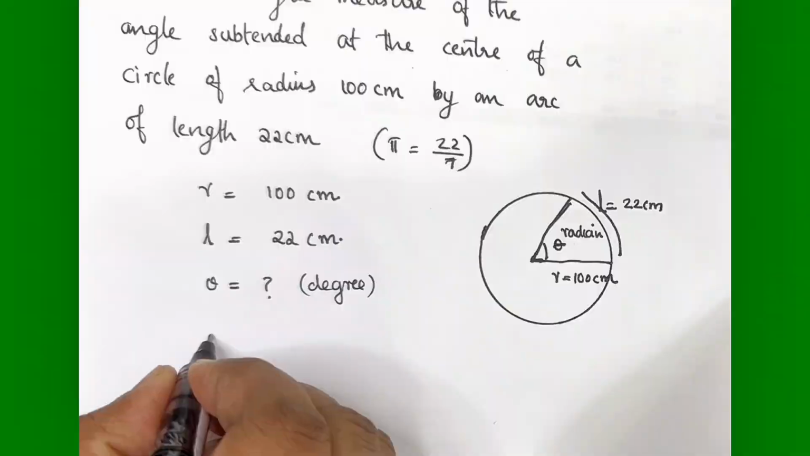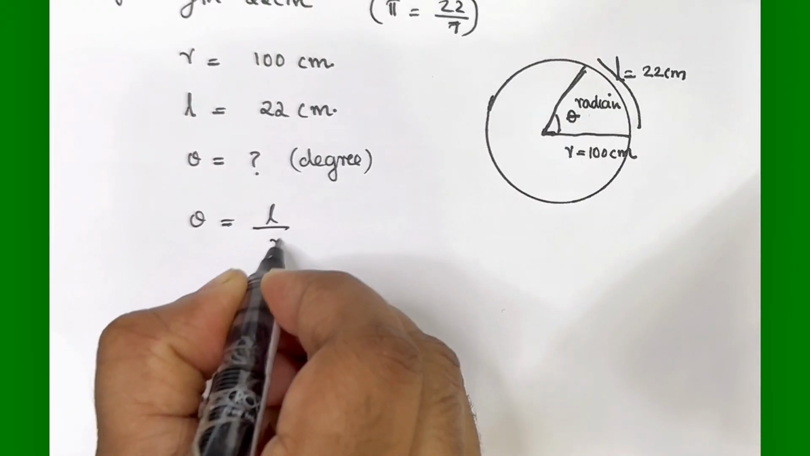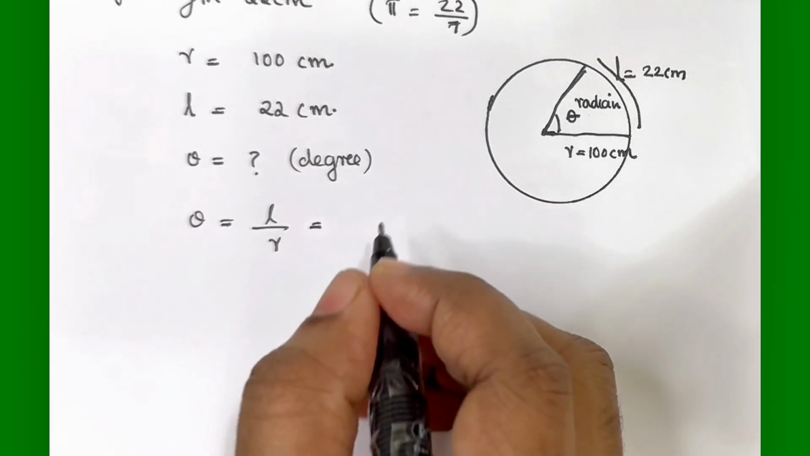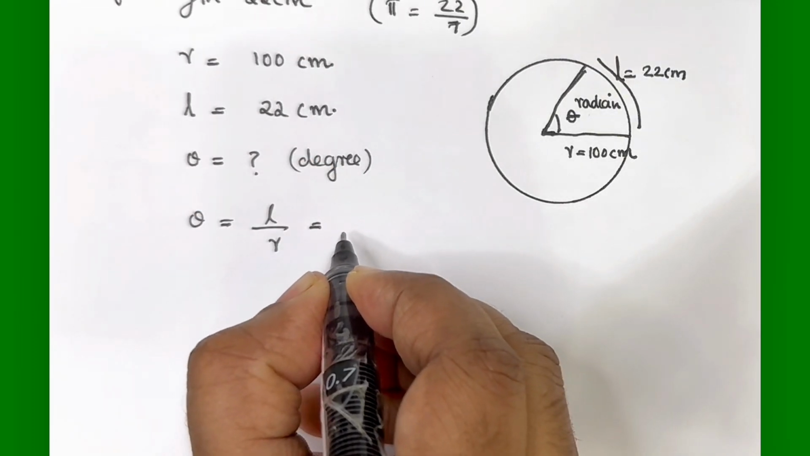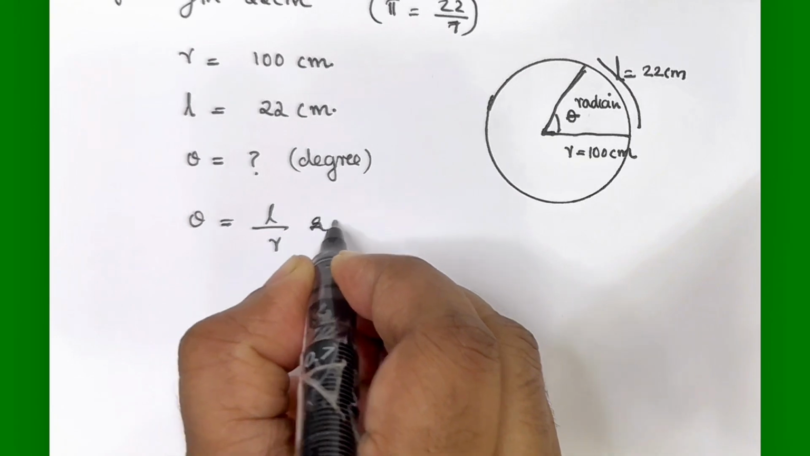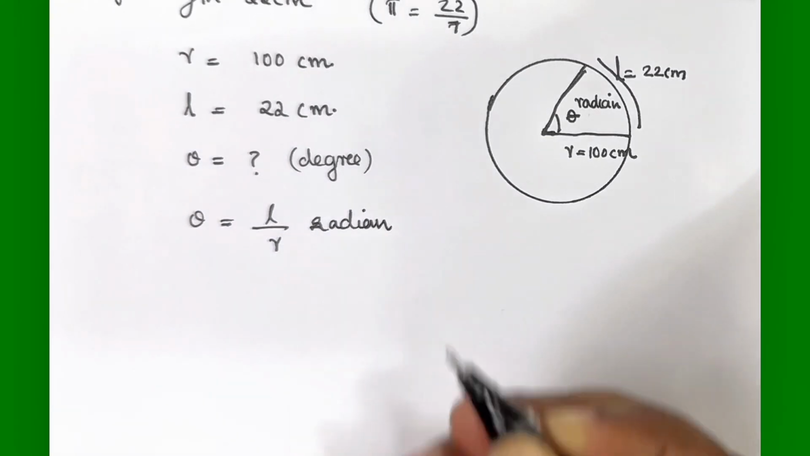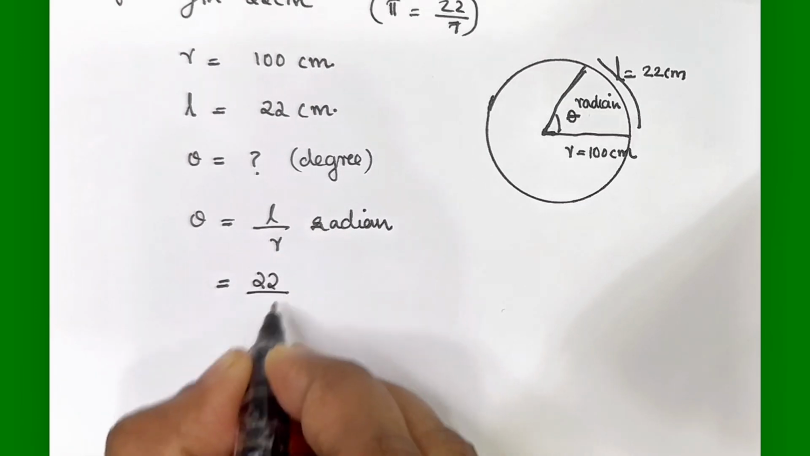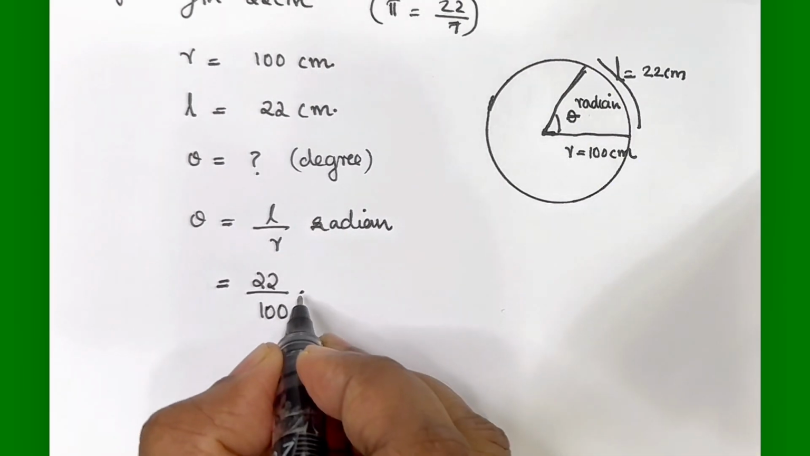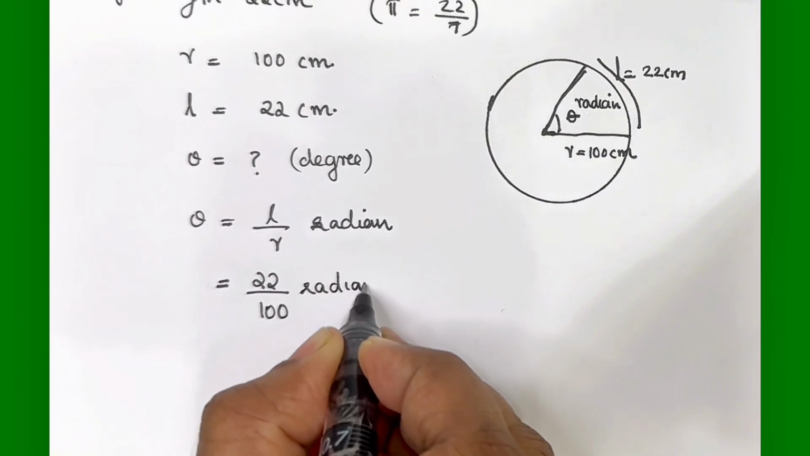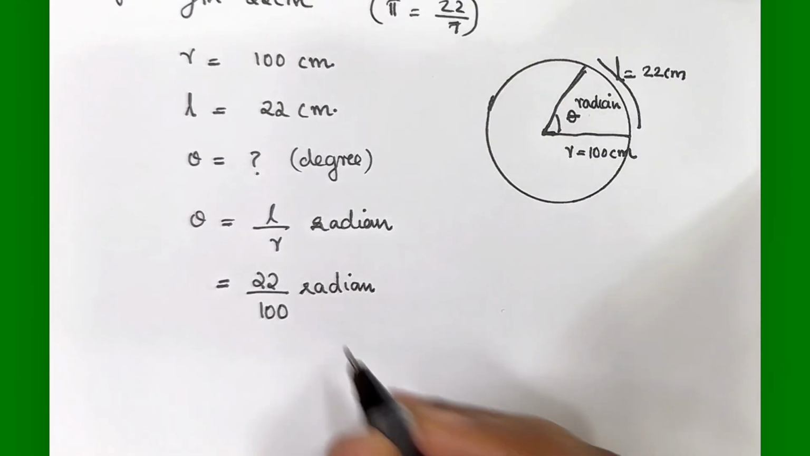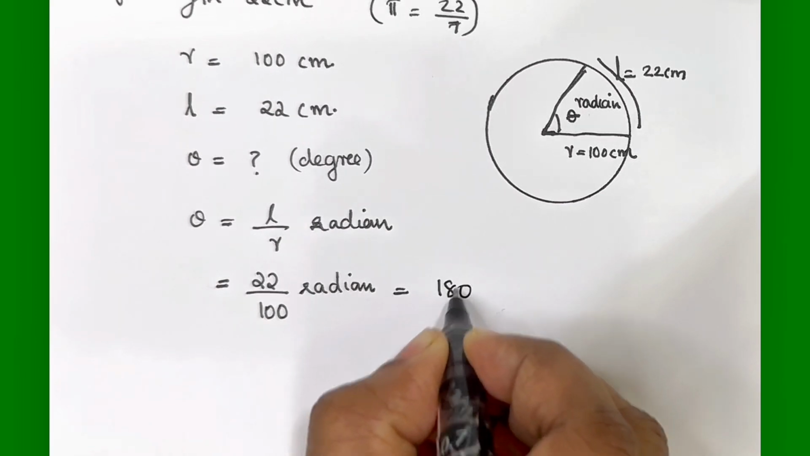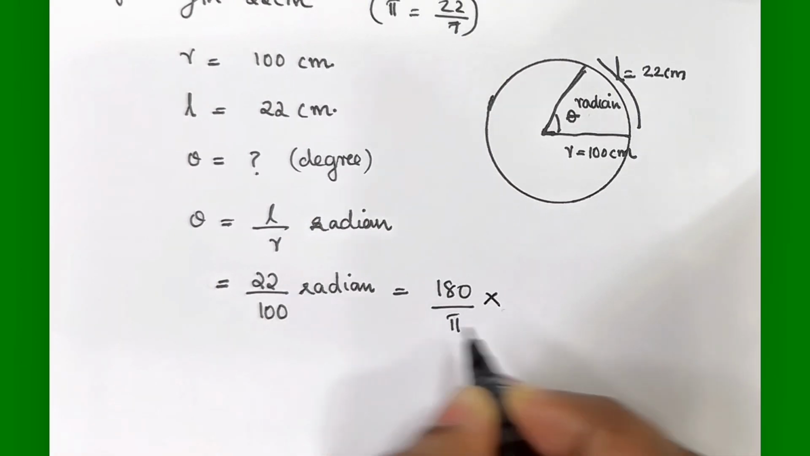To find theta, we have the equation theta is equal to L by R, where L represents the arc length and R is the radius. Always remember that when we use this equation, this theta will be in radian measure. Substitute the given values here. L is equal to 22 cm. So 22 divided by 100, that is 22 by 100 radians. Now convert this radian measure to degree measure by multiplying by 180 by pi. That's equal to 180 by pi into 22 by 100.